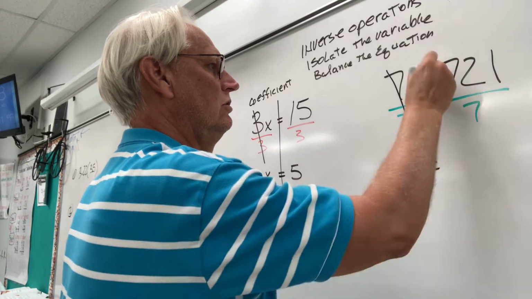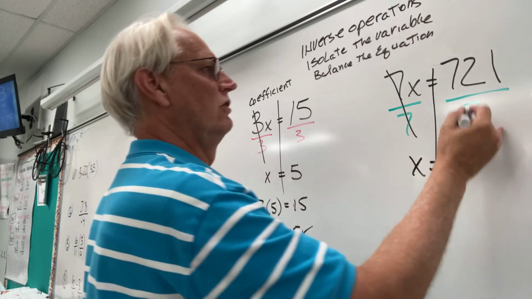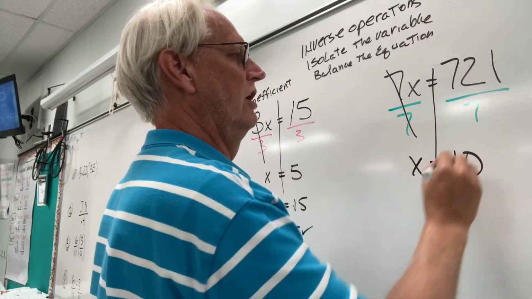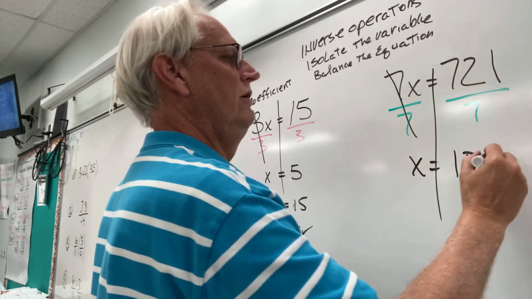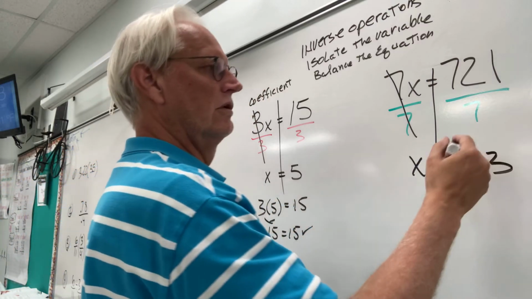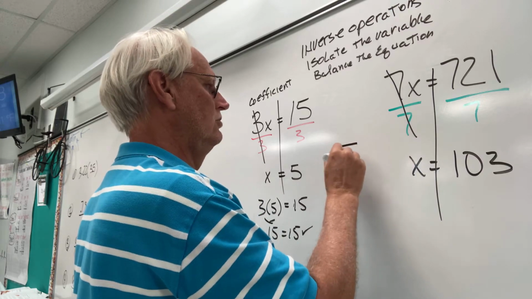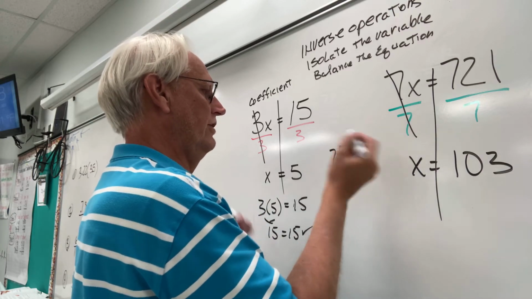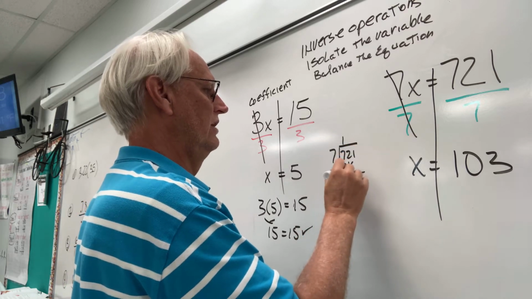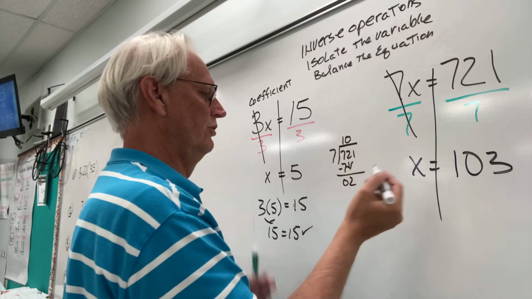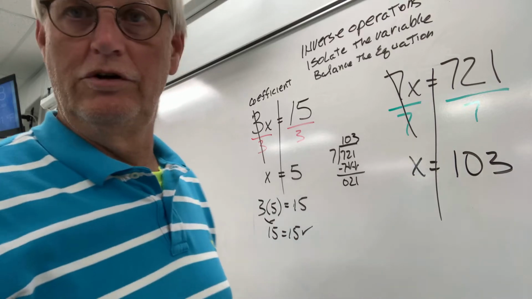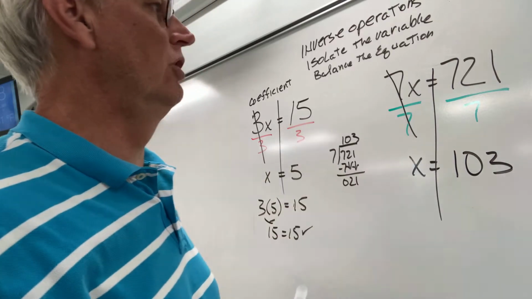So x is equal to, so 7 goes into 7 one time, 7 goes into 2 zero times, and 7 goes into 21 three times. Now, if you need to do the math for that, that's completely fine. Just do 721 divided by 7. So 1, which is 7, subtract, bring down the 2. That's a 0 because 7 doesn't go into 2. So bring down the 1, so 21.